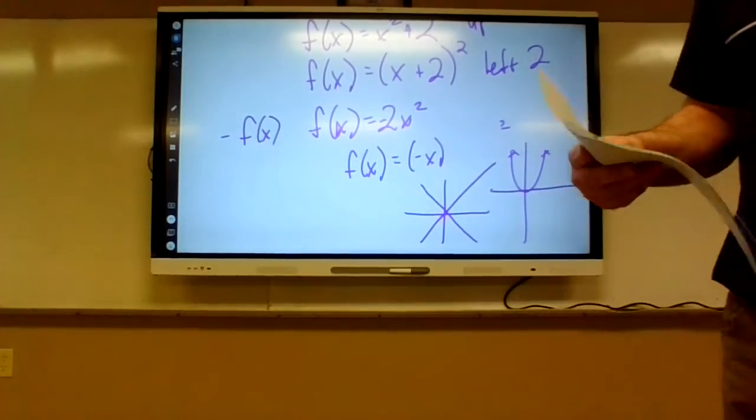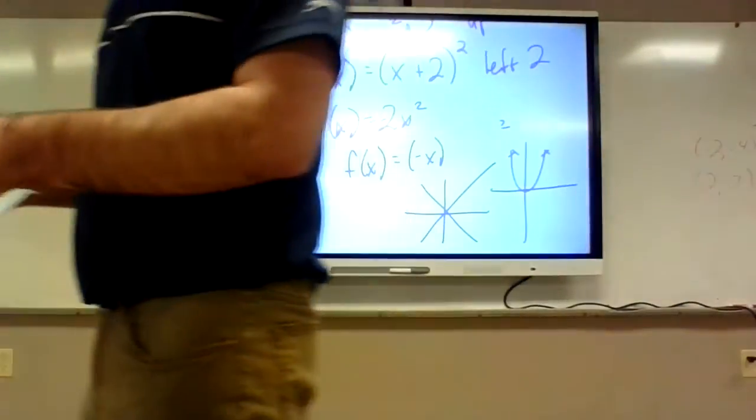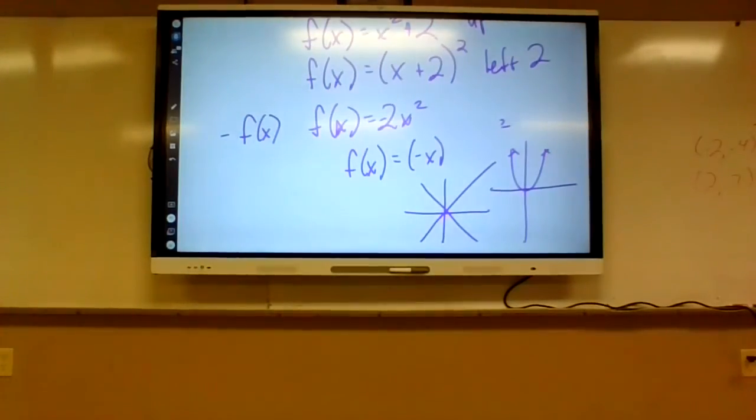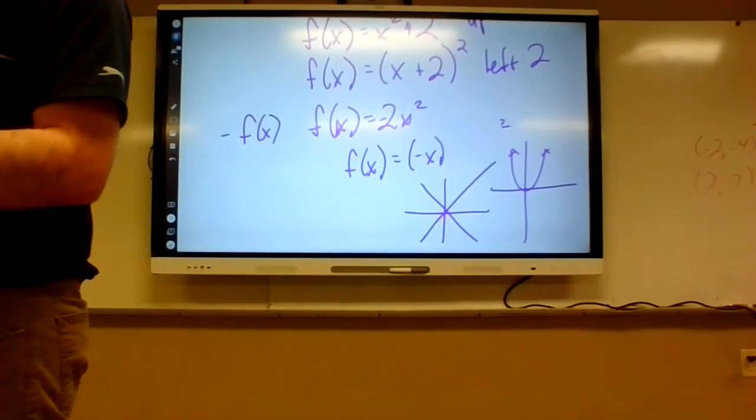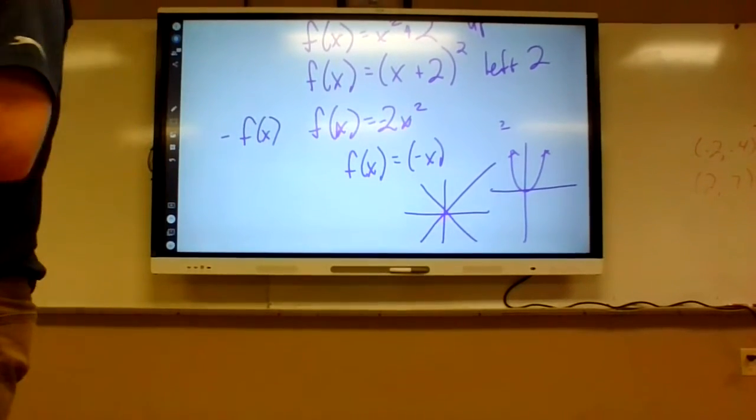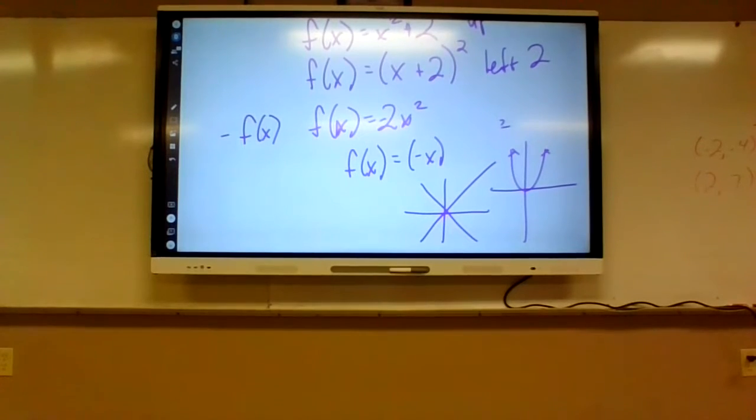Okay, so on number 1A, it says we're supposed to graph y equals negative f of x. You got that.